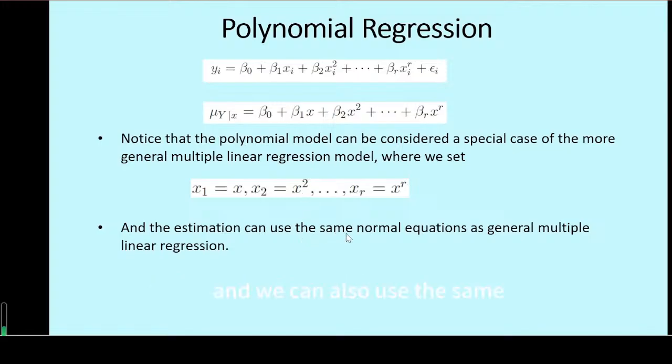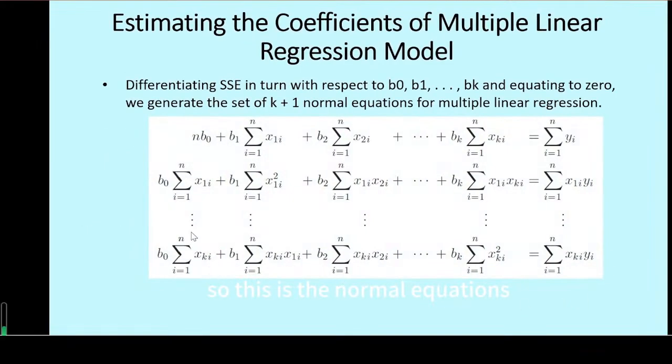And we can also use the same estimation method of minimizing the residual sum of squares. Then we can get several normal equations to estimate the parameter beta. So these are the normal equations.